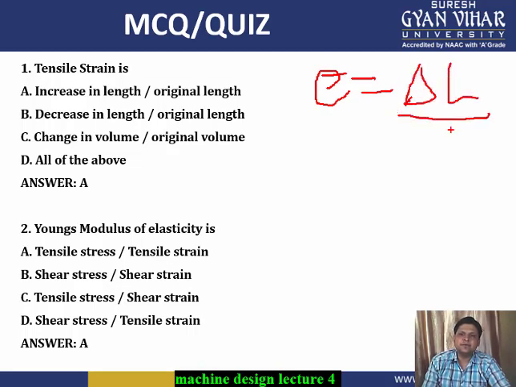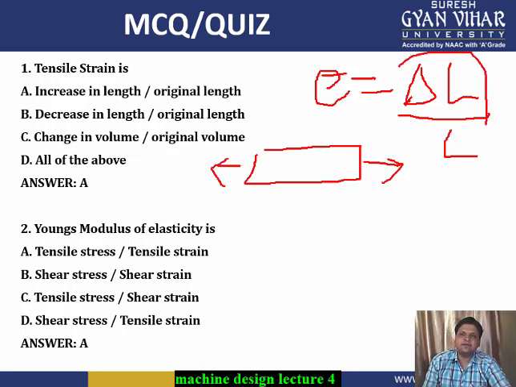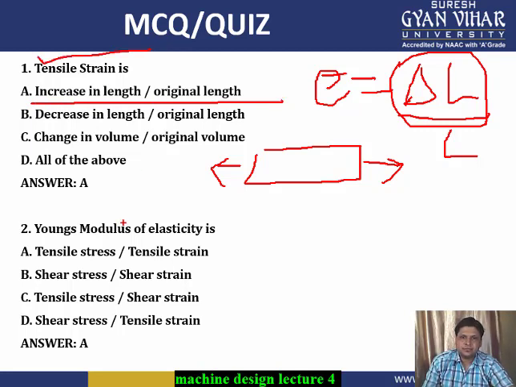But here if someone asks you about tensile strain, in case of tensile load you get tensile strain. A tensile load tends to increase the length. So in case of tensile strain, the change in length is known as increase in length. So increase in length upon original length will give you the value of tensile strain.